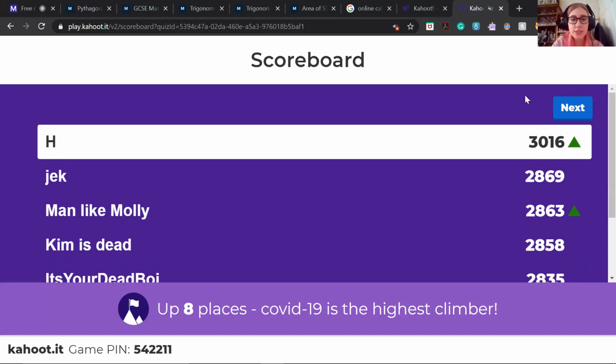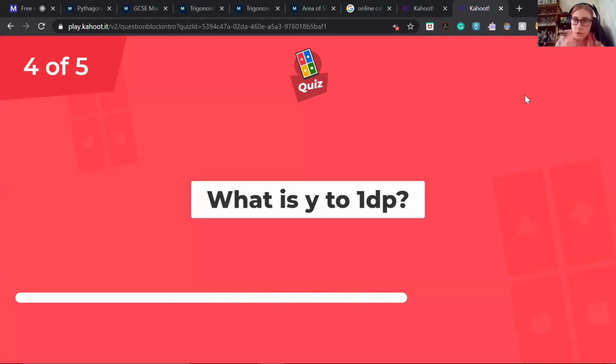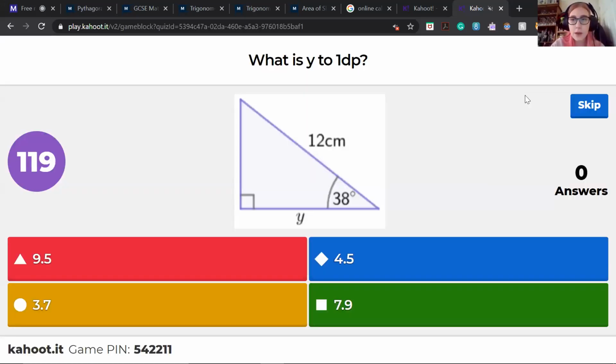Okay, so there are 2 more questions left. We want to find y to 1 decimal place in this diagram that's going to come up. This one you've got 2 minutes for, because it's a bit of a harder one to work out. Well done, whoever submitted that super quickly. That's really good.